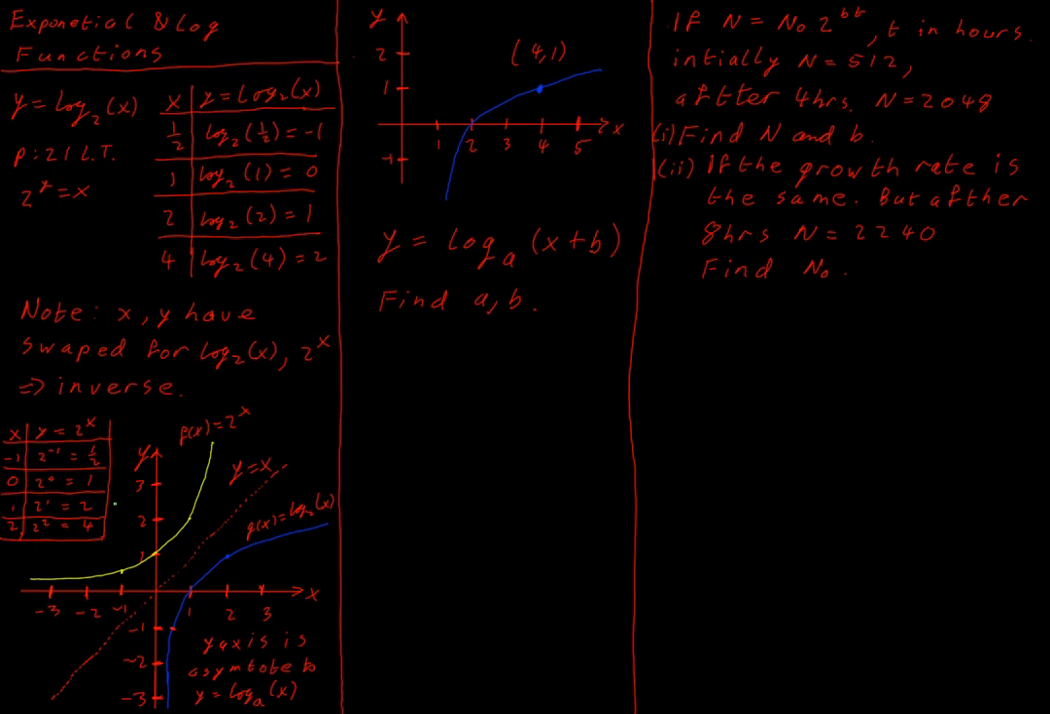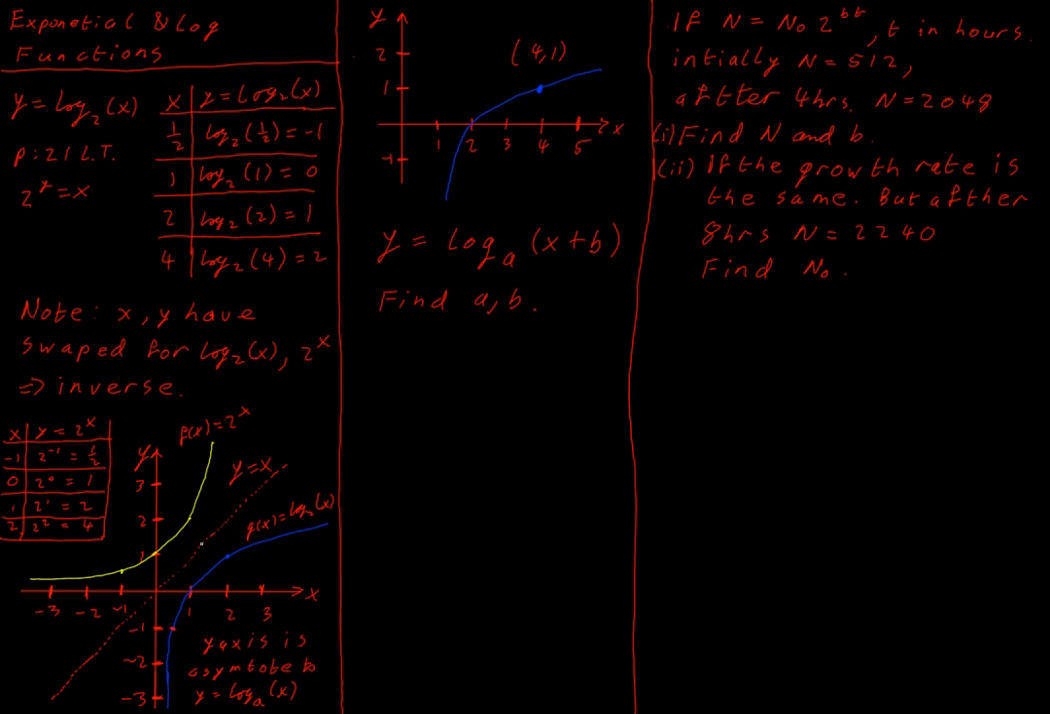Now, the most important one is going to be log to the base e, called the natural log, which is the inverse of e to the x. In the long run, that's going to be the most important one. But for right now, we can learn what we need from our log to the base 2 of x and 2 to the power of x.